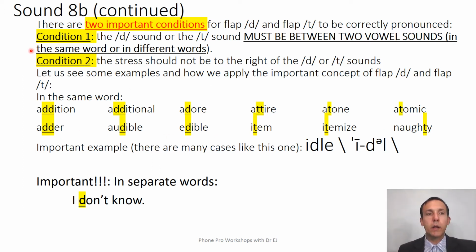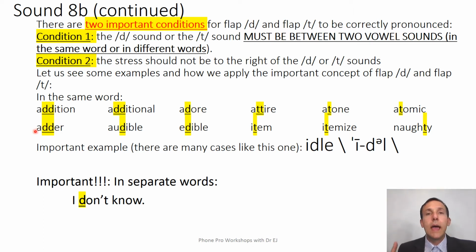Let's see condition number 1 and condition number 2. Condition number 1 is that the D or the T sounds are between vowel sounds. If we take a look here, we have a vowel, and this is a schwa. So because we have two vowel sounds, and the D sound is between two vowel sounds, we have to go to condition number 2 and see if the stress is not to the right of the D sound.